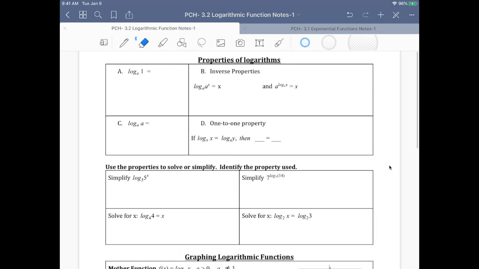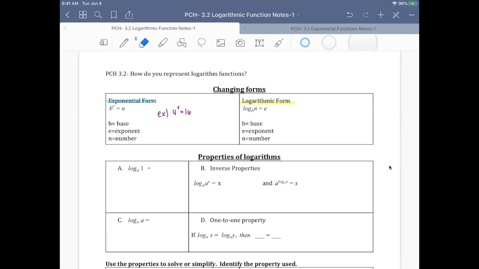Hey, we're going to look at logarithmic functions today. So first off, let's talk about how we convert from exponential to log form. I use this to help me remember that we switch from Ben to Benny form. They're alter egos.